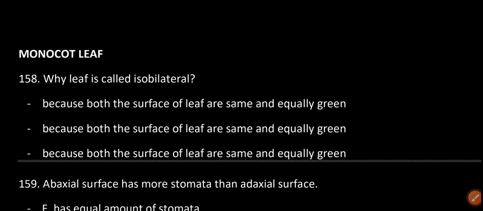Monocot leaf. Why is the leaf called isobilateral? Because both the surfaces of the leaf are the same and equally green.